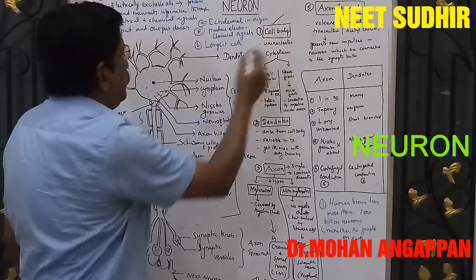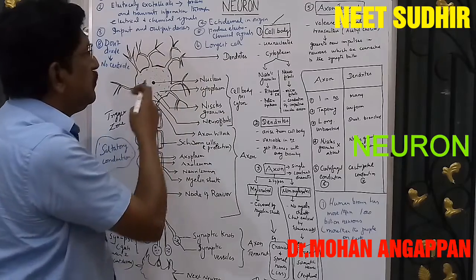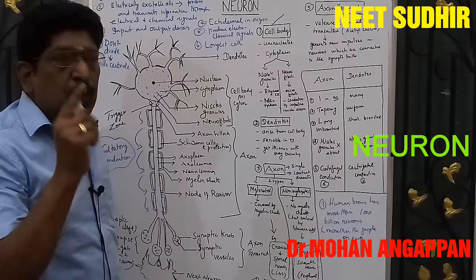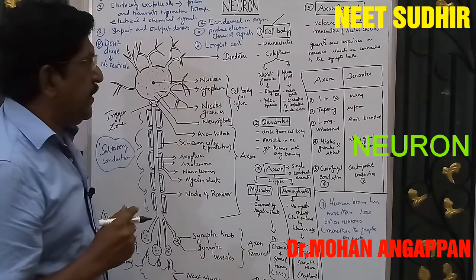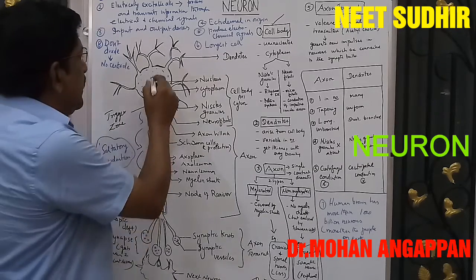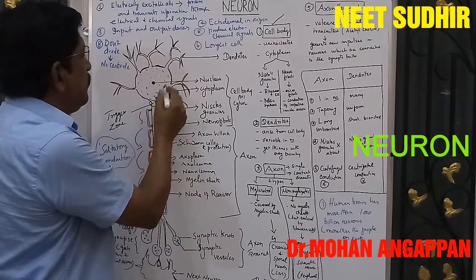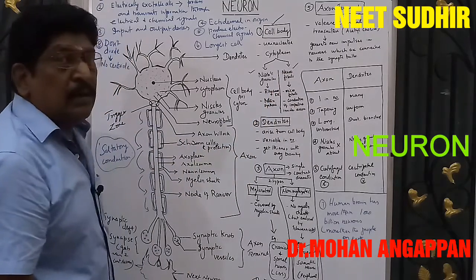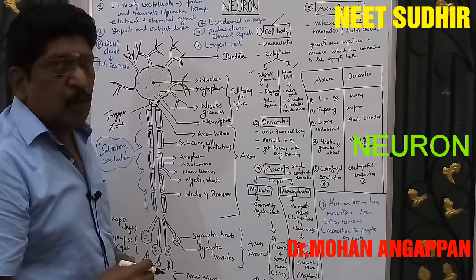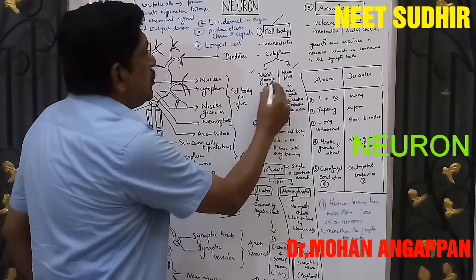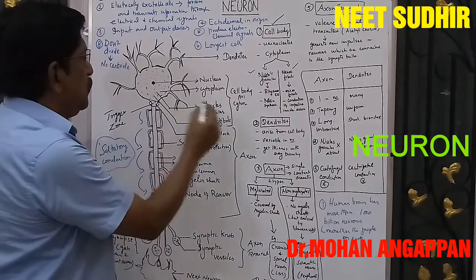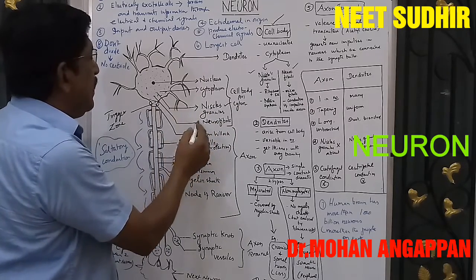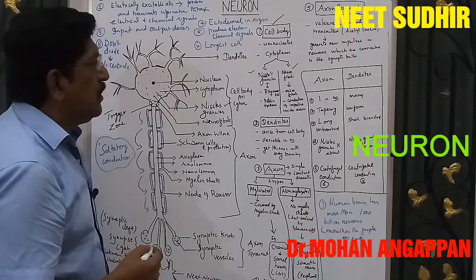First, the cell body. This is the cell body or cyton. In the cell body, you can see a nucleus. The cell body is uninucleated. It contains cytoplasm. This cytoplasm has got two types of granules or fibrils: Nissl granules and neurofibrils. You can see here Nissl granules and neurofibrils.